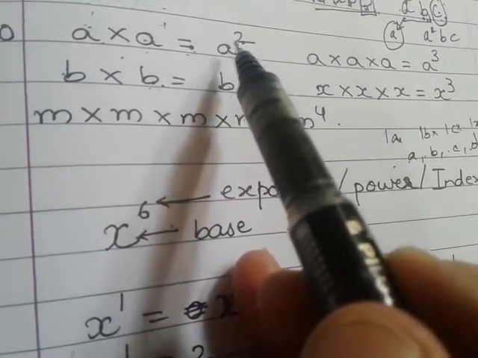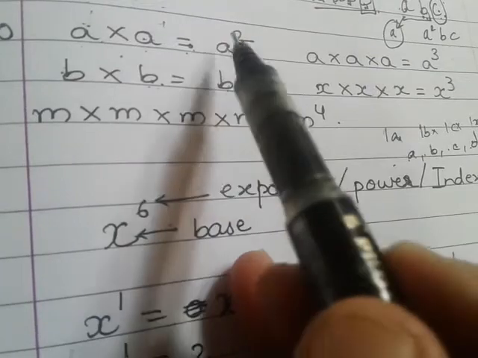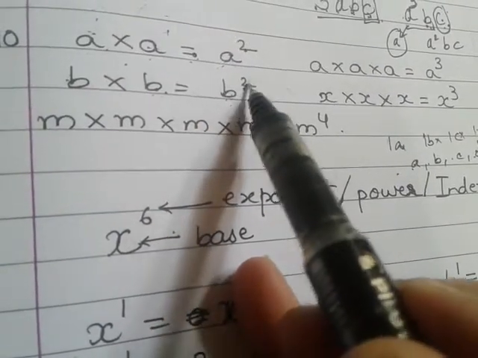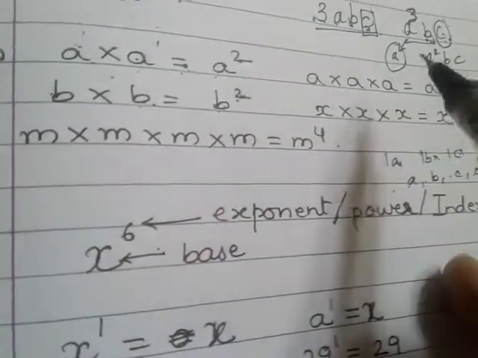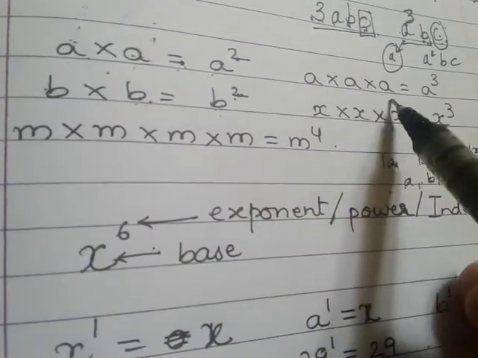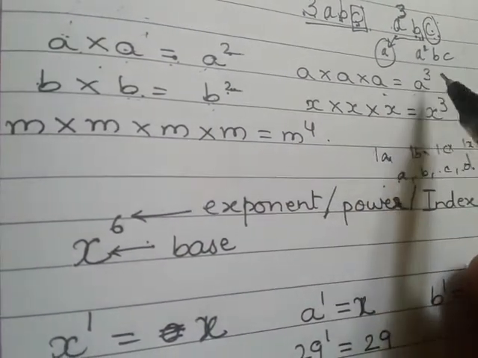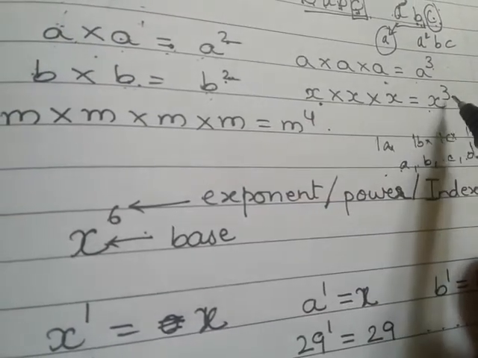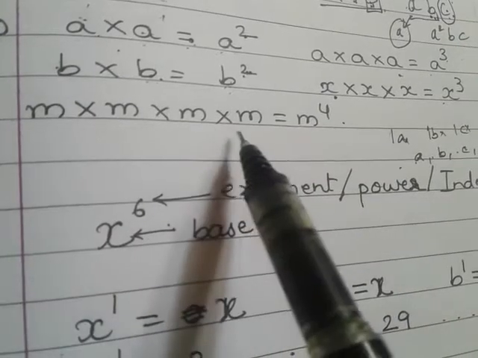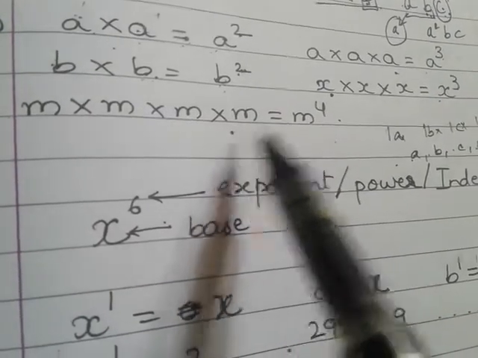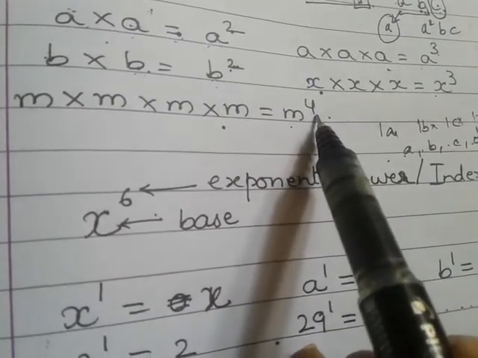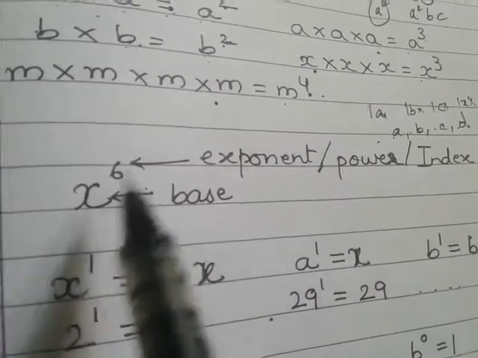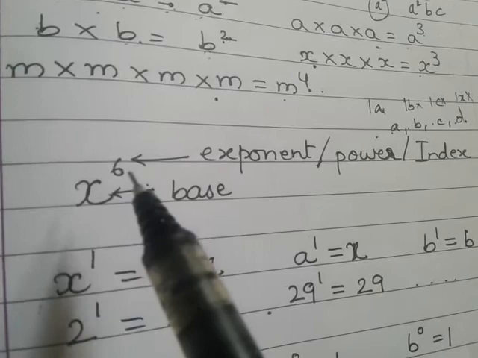We can read a to the power 2, b to the power 2, or a square, b square, a raised to 2, b raised to 2. Now here the number of a's multiplied is 3, so a raised to 3. Here the number of x multiplied is 3, so x raised to 3. Here the number of m multiplied is 4, so m raised to 4. Please see, it's very important. Please go through it.